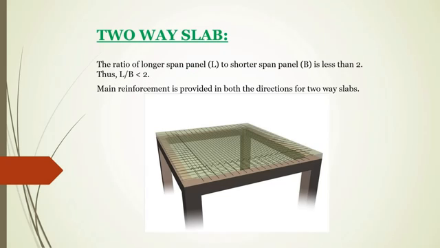The next is the two-way slab. The two-way slab is designed when the ratio of longer span to shorter span is equal to or less than 2. Thus, L divided by B is less than or equal to 2. The main reinforcement is provided in both directions in two-way slabs. So, the loads are transferred in both directions.